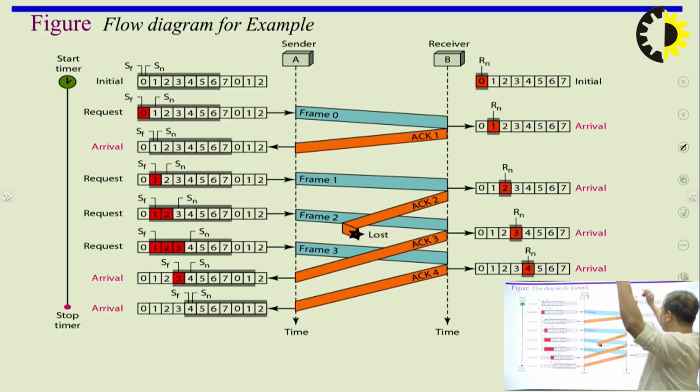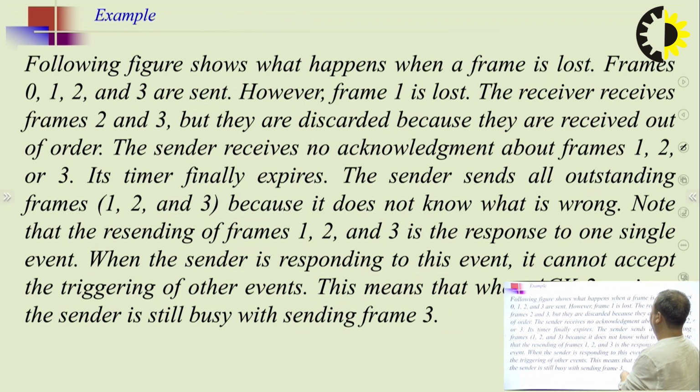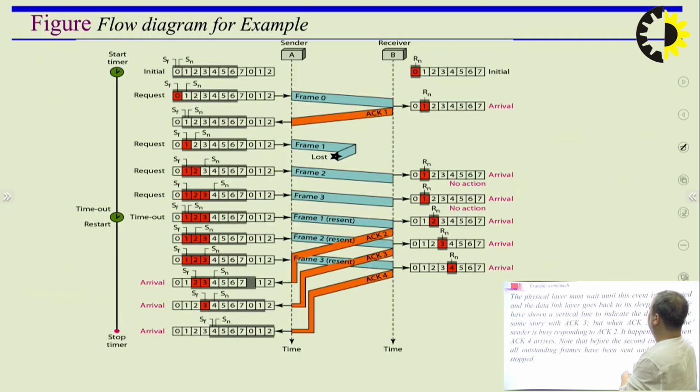You can see here the flow diagram of an example. This is frame 0 with ACK received, and this is for loss. The following figure shows this.